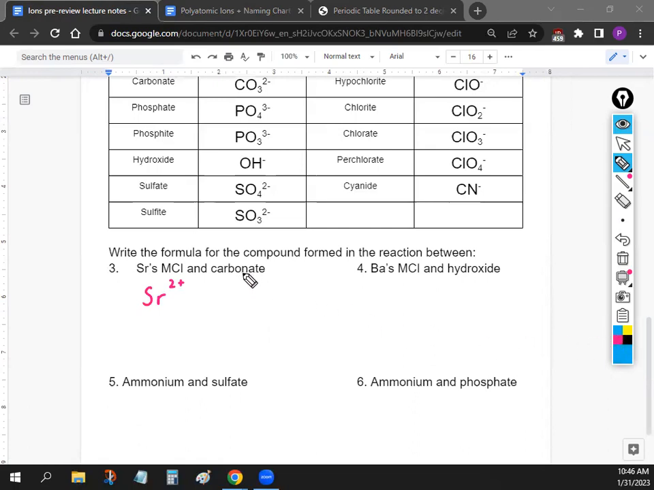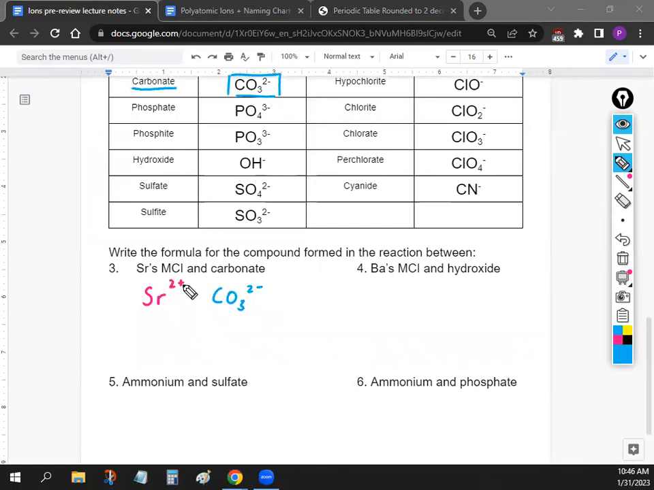Okay, next we got carbonate, and if you look, there's no carbonate on the periodic table, but we have carbonate on the polyatomic chart, right? So we're just gonna copy down carbonate exactly the way it is. So CO3 2-.